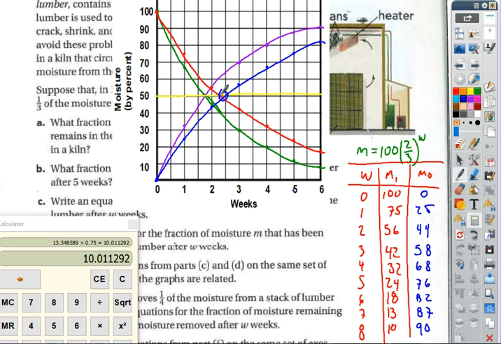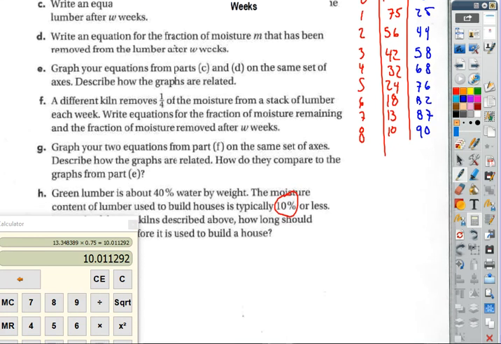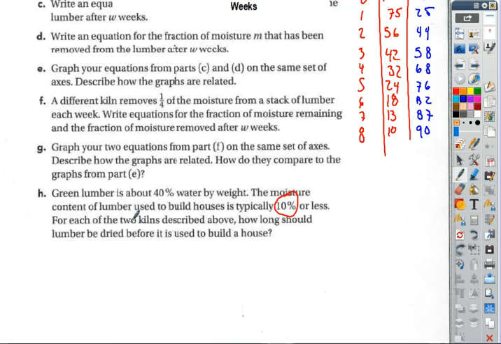All right, so finally the last question. Green lumber is about 40% water by weight. The moisture content of lumber used to build houses is typically 10% or less. For each of the two kilns described, how long should it take before it is used to build a house? All right. Now it would be wonderful to just use this table and say, okay, here's my 10%. But we're starting at 40%.